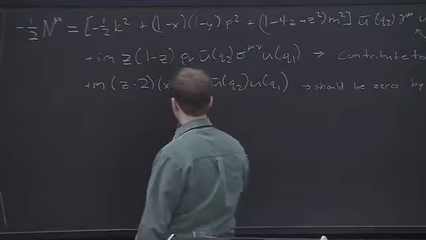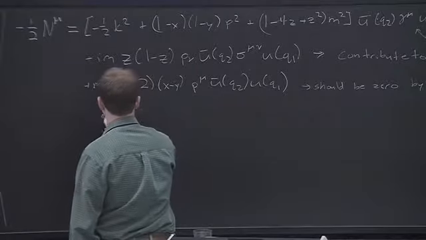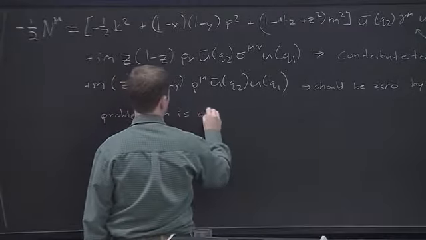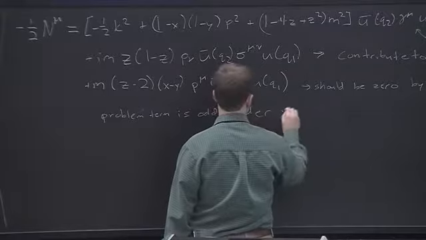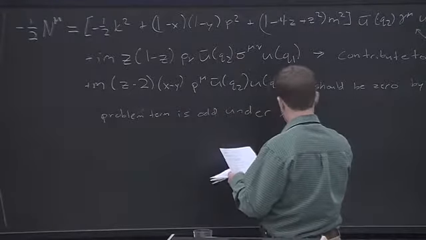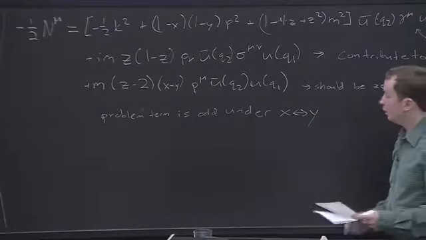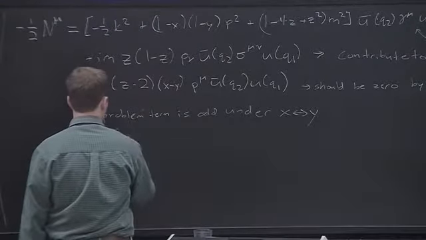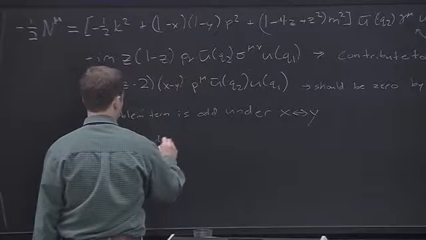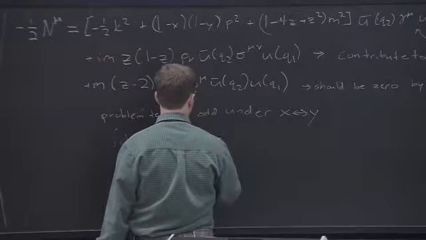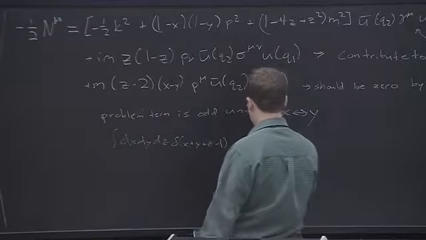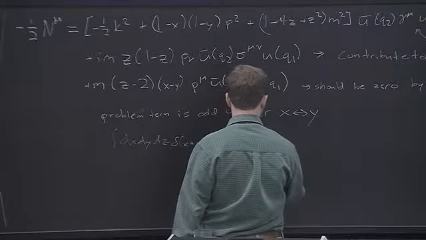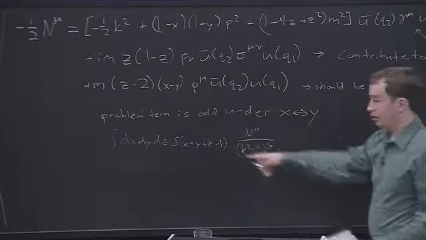So to see that, note that the problem term is odd under switching x and y. But what we're doing is we're integrating this. We have an integral dx, dy, dz, delta of x plus y plus z minus 1 of n mu over k squared minus delta, cubed. So this is the kind of integral we're doing.